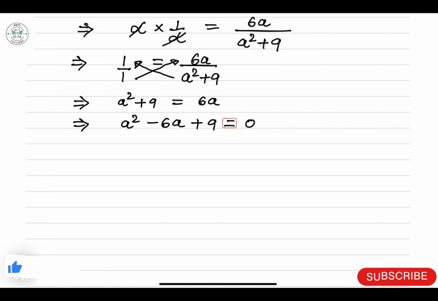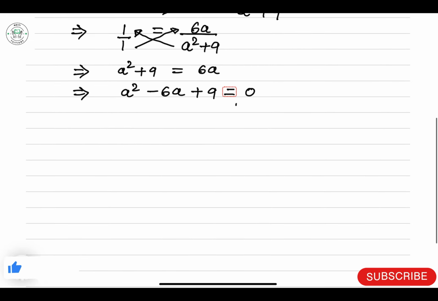Here we got a quadratic equation, or a polynomial equation. Since we have 3 terms, we'll go for factorization. This equation can be solved by two different methods: one by using an identity, and one by splitting the middle term. I'm going to show you both, and it's your choice which one you want to take. I'm going to show you the first one, using the identity.